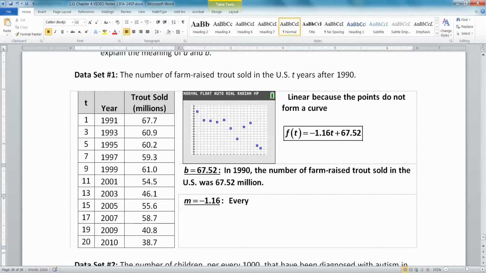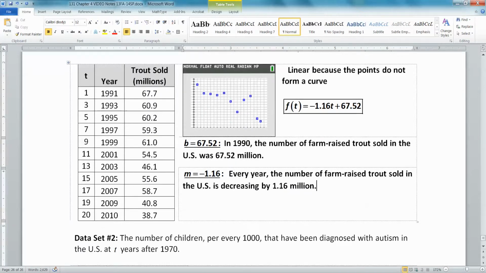All right, every year, the number of farm-raised trout. Yes, you have to write all this all the time. You have to make a full sentence out of it with a verb and everything, right? You have to explain the situation. So the number of farm-raised trout sold in the U.S. is decreasing, going down because m is negative 1.16 million. All right, beautiful. We're done with that one.